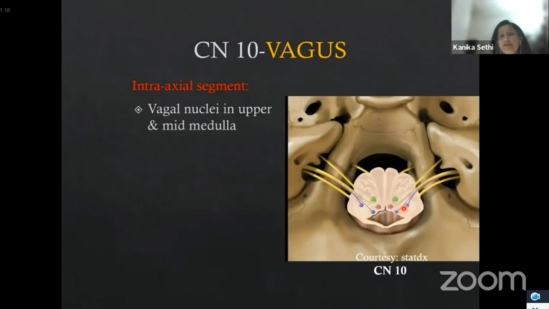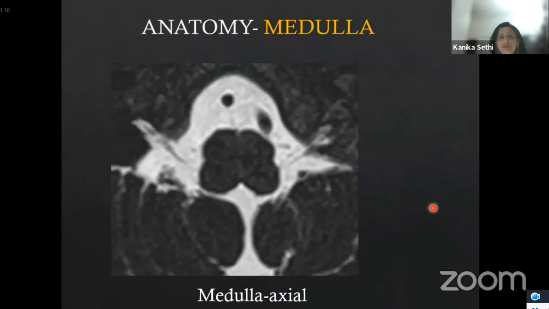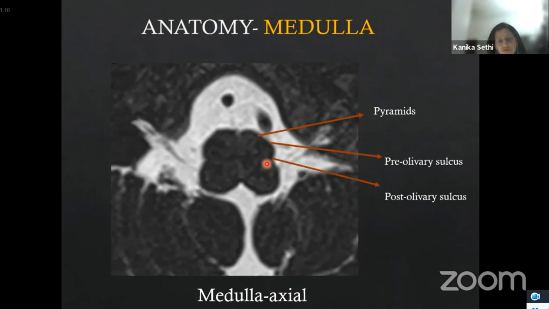The vagus nerve has nuclei in the upper as well as the mid medulla. So this is a section at the level of the brainstem, at the level of the upper medulla. What do you see in the medulla? I'll just briefly tell. That's the midline. The first bump you see is the pyramid. Then posterior to that is the pre-olivary sulcus. The second bump is the olive. And then you have the post-olivary sulcus. So pyramids, which are the projections. Then a small dip, that is the pre-olivary sulcus. Then a bump, which is the olivary nucleus. And that's the post-olivary sulcus.